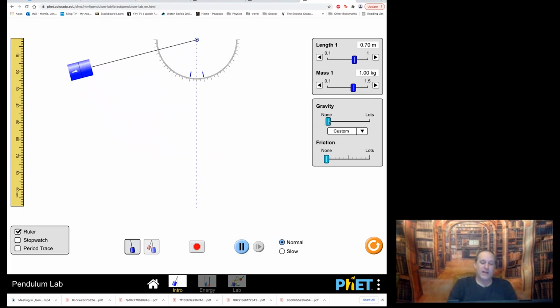Okay. Oh, I gave it no gravity, so it was just going to keep going forever with no gravity. Okay, so what happens if I change the mass? Let's stop this.